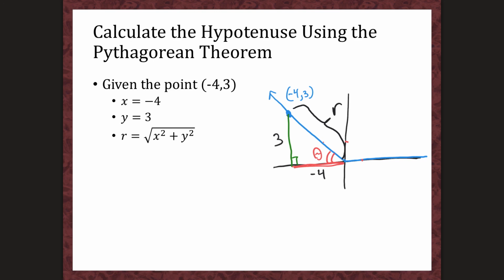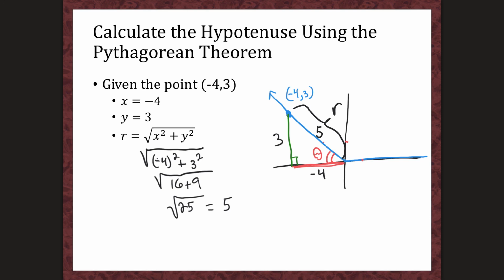So x is negative 4. I'll put that in parentheses because we're going to square it, and I want to make sure I square the negative and the 4, not just the 4. And then 3 squared, I don't have to put in parentheses because there's no signs to worry about. Negative 4 times negative 4 is positive 16. 3 times 3 is 9. 16 plus 9 is 25. And the square root of 25 is 5. So our radius of this circle is going to be 5.